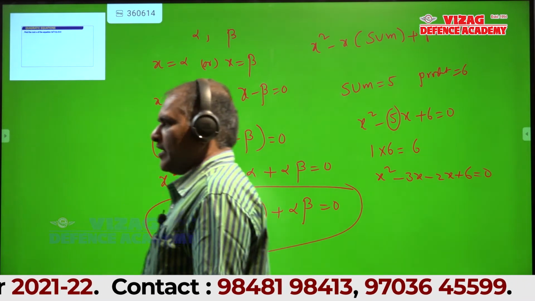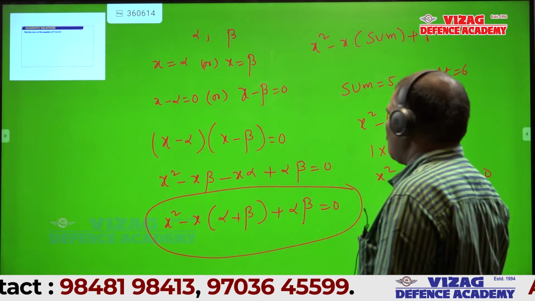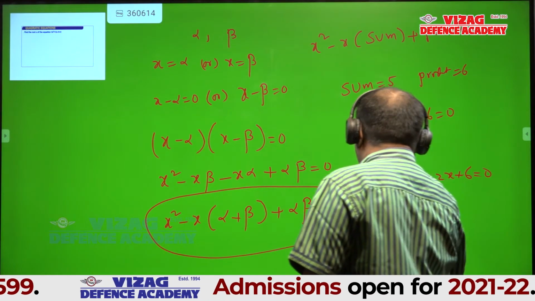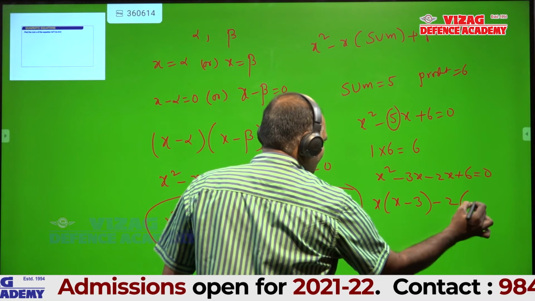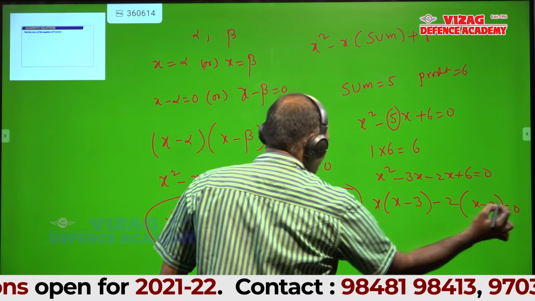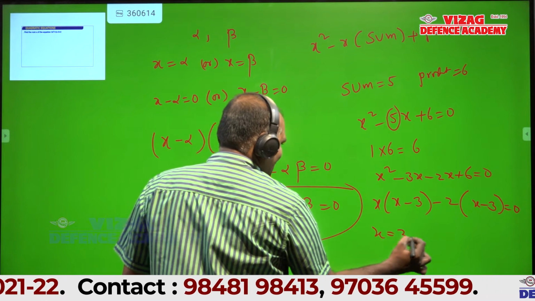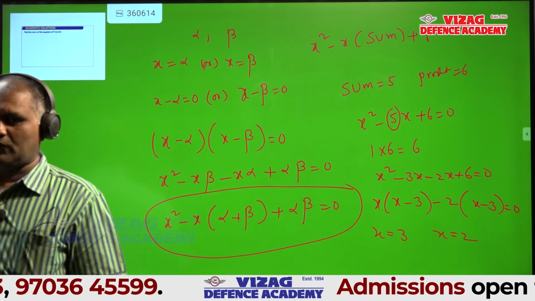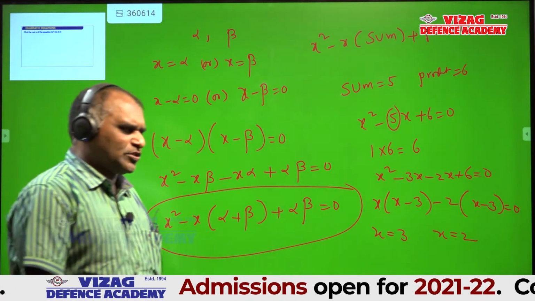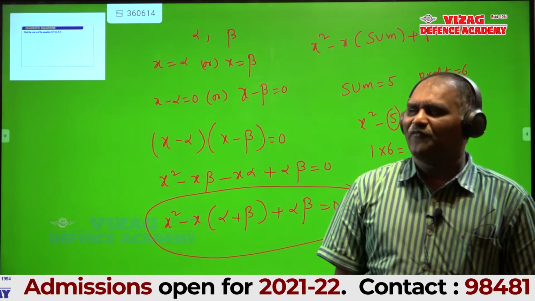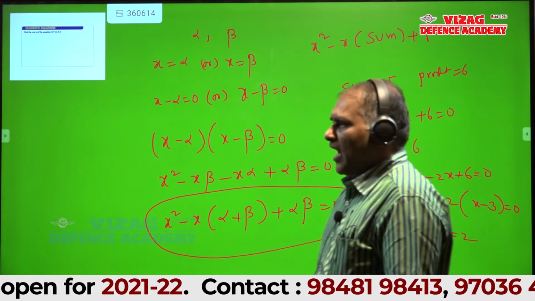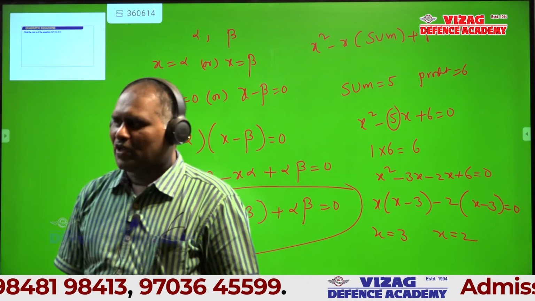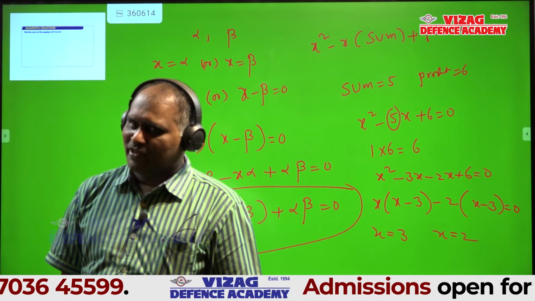Very good. That implies x common, x minus 3, minus 2 common, x minus 3 is equal to 0. What is the x value? 3. And the other x value, 2. Understood? Therefore, these two roots are 3 and 2. Yes, sir. Roots are 3 and 2. This is called the factorization method. Another one is formula based. Any one method you can use for solving a quadratic equation.